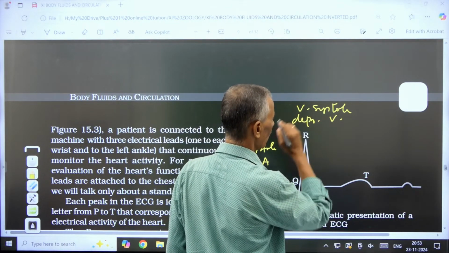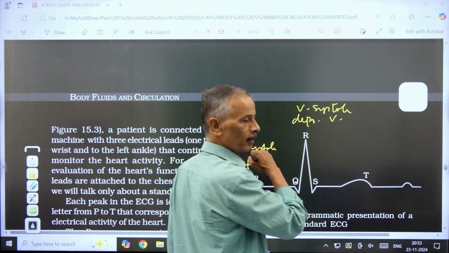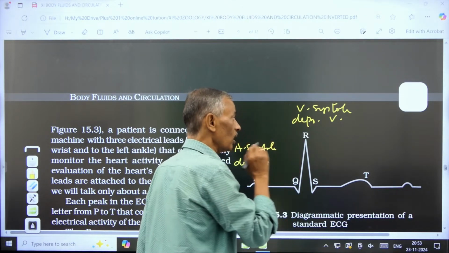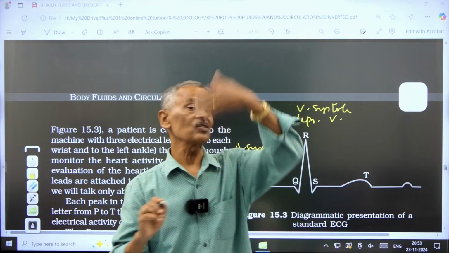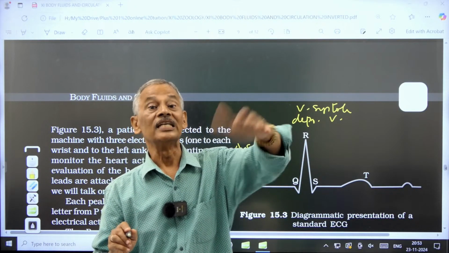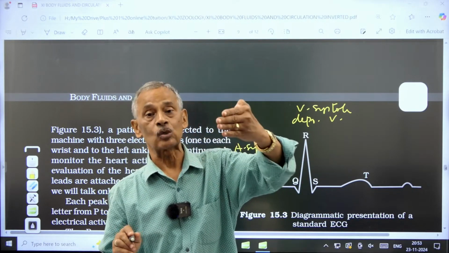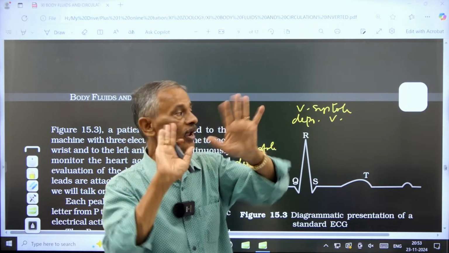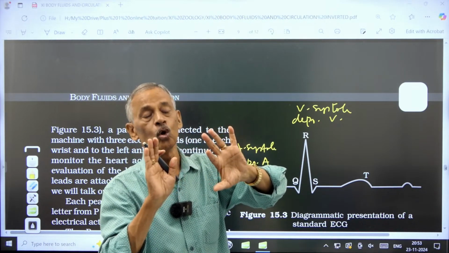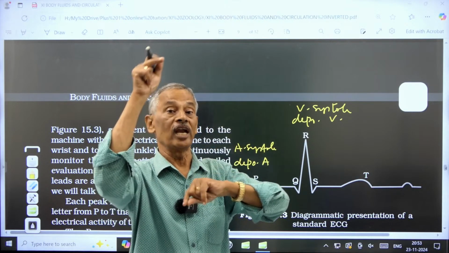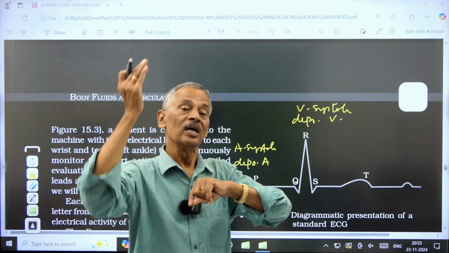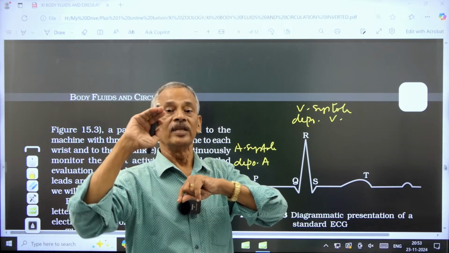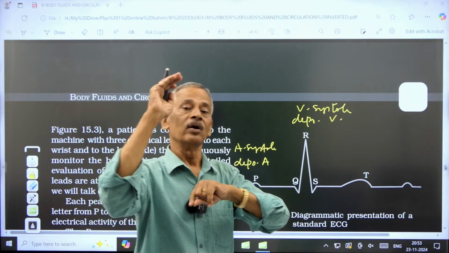During ventricular systole, you have a peak. Remember, it is during the ventricular systole that the atrium is coming back. That is diastole. So these two coincide with each other, so there is no wave corresponding to the diastole of the atrium, because diastole of the atrium coincides with the systole of the ventricle.